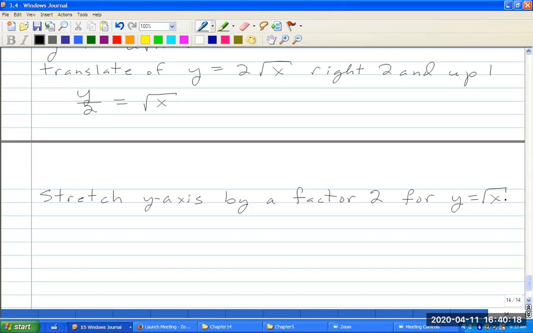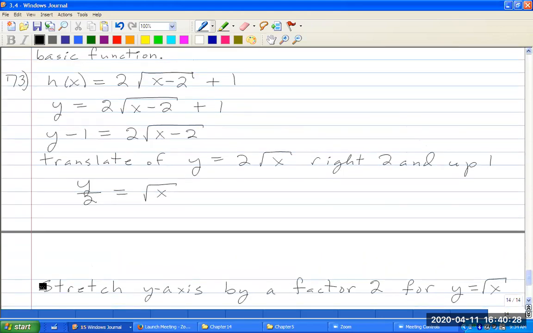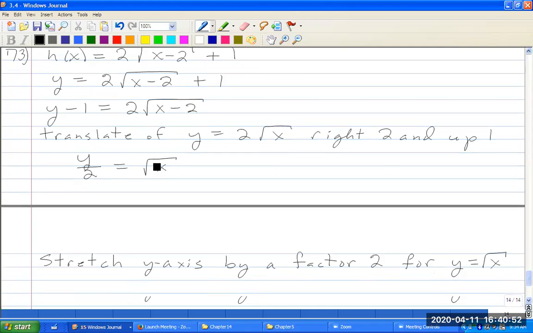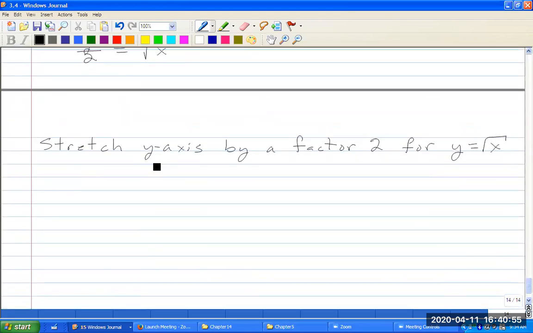Now, when I do a combination of translations, reflections, scaling, rotations, I go in the opposite direction of what I've done. So I start with this function. I do this transformation on it. I then do that next transformation on it until I get to the original function. And so let's do this.